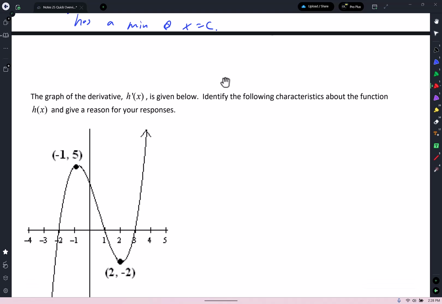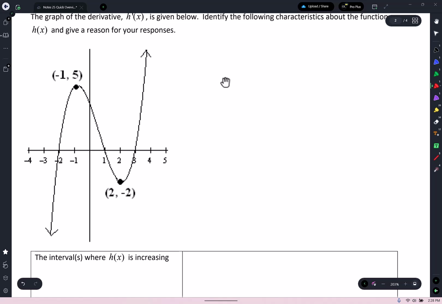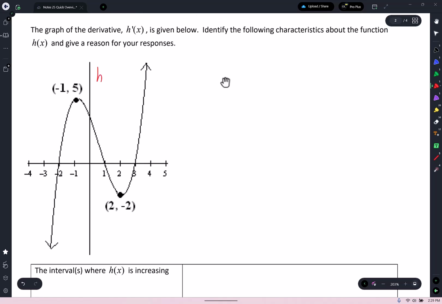The graph of the derivative h prime is given below. Identify the following characteristics about the function h of x and give a reason for your responses. So this is more than likely how it's going to really be. What graph is this again? So put h prime in there.